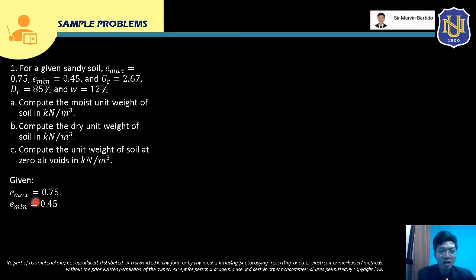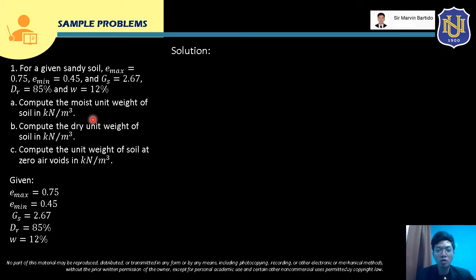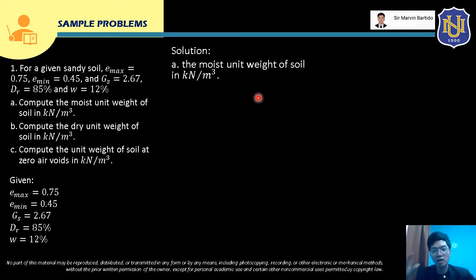Okay. So class yung specific gravity, given din yan, that is 2.67. The relative density, that is also given, that is 85%. And the water content, that is 12%. Okay. So from here, we have to solve the moist unit weight. So solving for the moist unit weight, we can use our formula here for moist unit weight, that is gamma dry times 1 plus water content.